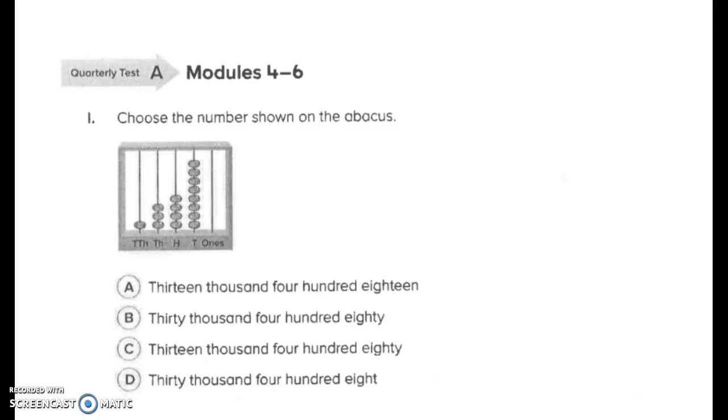3rd grade, Module 4 through 6 test. Number 1. Choose the number shown on the abacus.